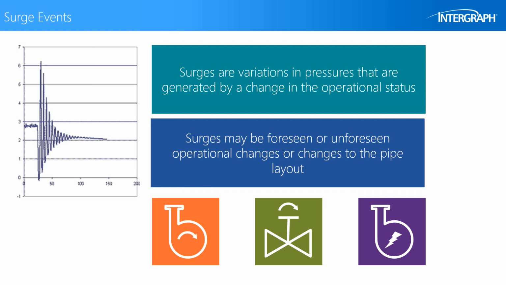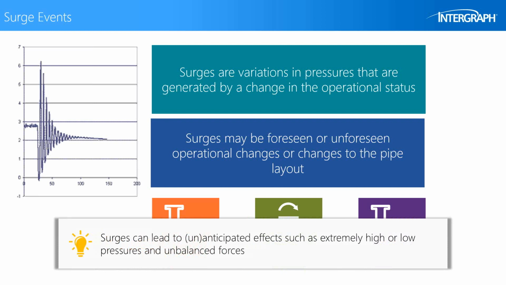So what is a surge event? Well, a surge is simply a variation in pressure that is generated by a change in the operational status of the system. These surges may be foreseen situations such as a pump startup event, or it might be an unforeseen operational change such as a valve closing quickly causing a hammer event, or a pump trip event, or even a change to the pipe layout may cause a surge event to happen.